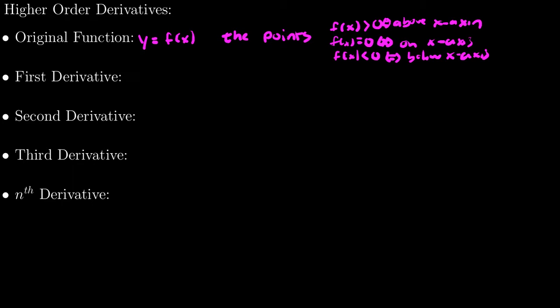The first derivative, let me switch some colors so it can be pretty. In here, we would write usually as dy dx or f prime of x. And this tells us the instantaneous slope. And f prime of x being positive means that the function will be sloping upward, increasing.